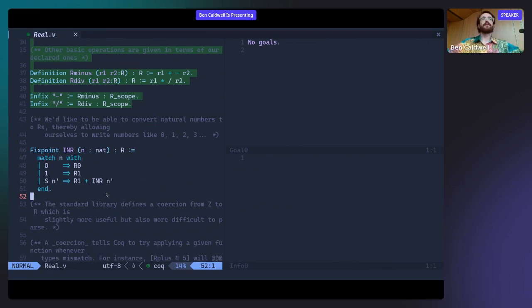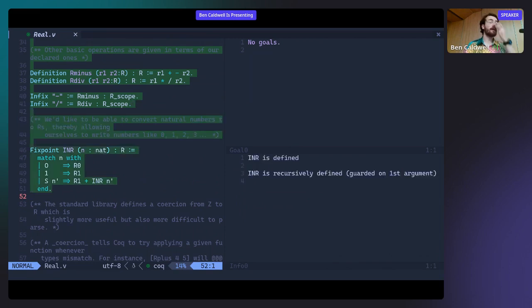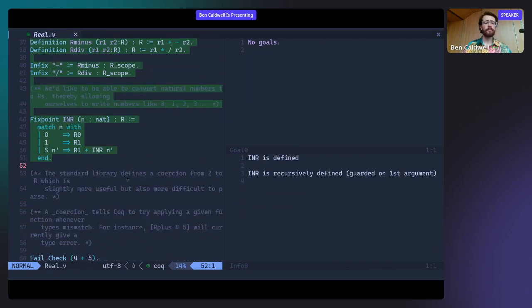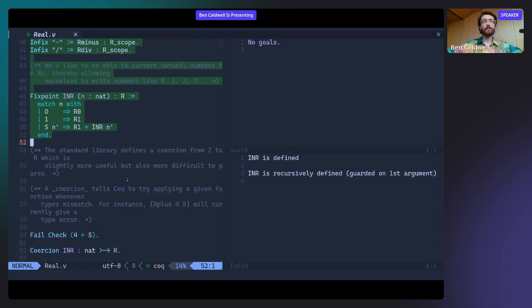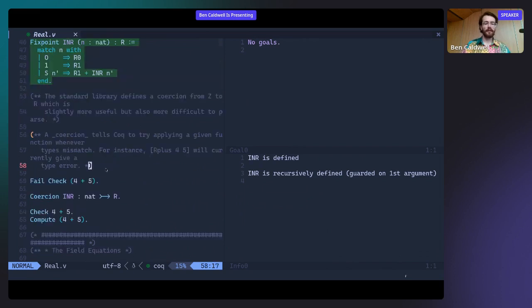But we don't want to have to write everything as R0, R1, and then plus, add them together however many times we need. We need this to be a much more readable system, and so we have to have a conversion from natural numbers in order to give us a way to easily write out every real without having to find it ourselves. And so the normal Coq library does this from Z to R, which is harder to prove things, but it ends up being more useful because things like op are a little nicer behaved.